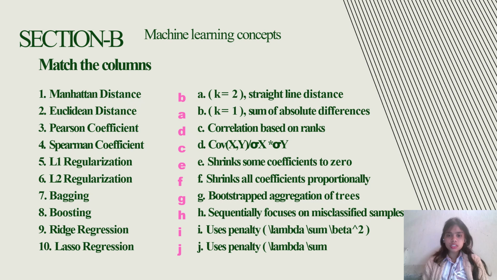L1 regularization shrinks some coefficients to 0. L2 regularization shrinks all coefficients proportionally. Bagging is bootstrap aggregation of trees. 8. Boosting sequentially focuses on misclassified samples. Ridge regression uses an L2 penalty. Lasso regression uses an L1 penalty.